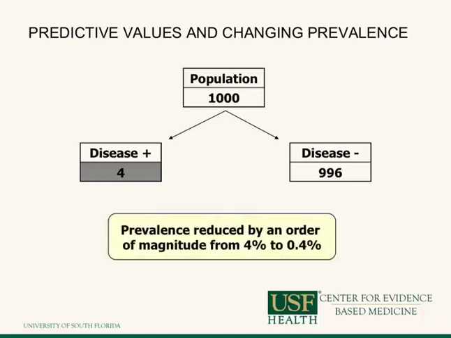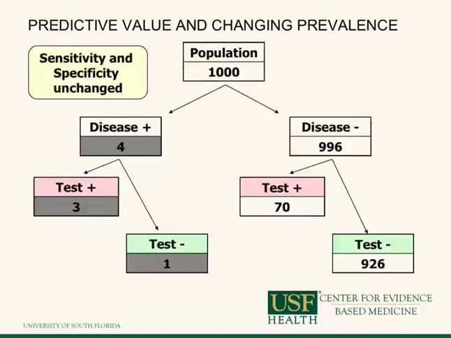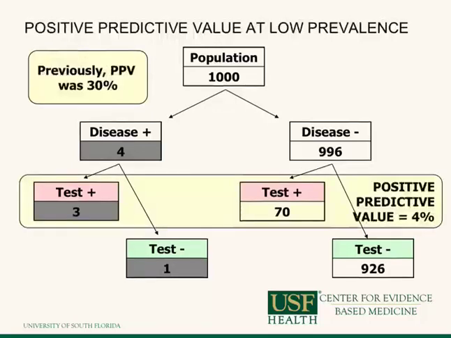So I reduce the prevalence from 4% to 0.4%. Let's look at the sensitivity and specificity. If you do, again, 3 out of 4 is the same 75%. 926 out of 996 still the same 93%. So sensitivity and specificity did not change. Agree? Same percent you got, right?